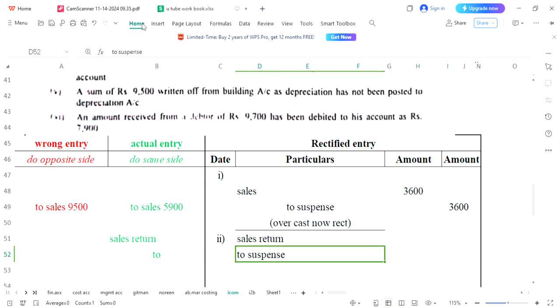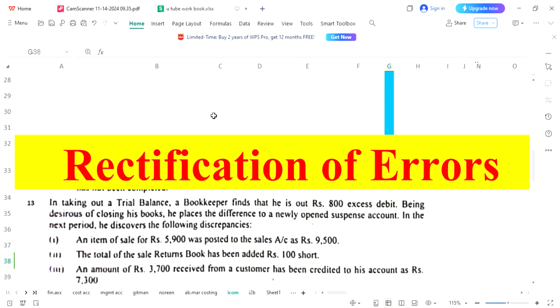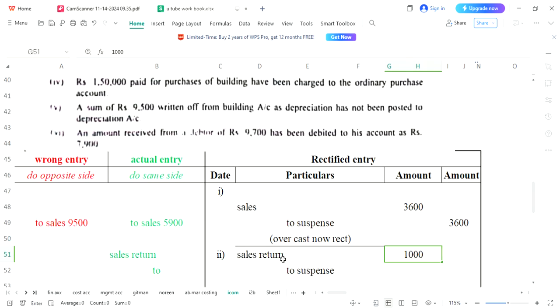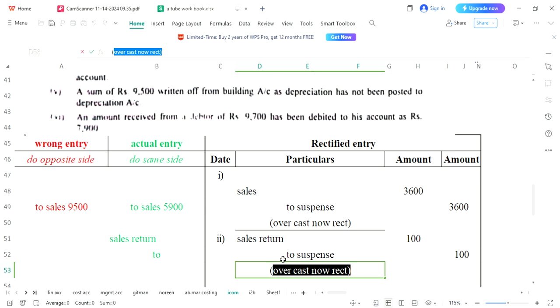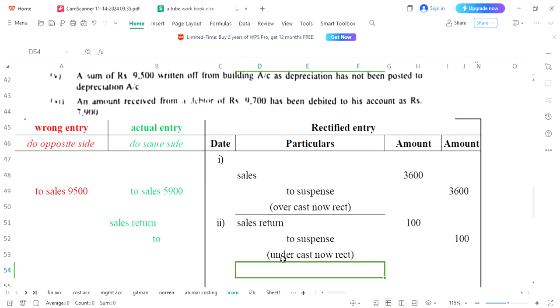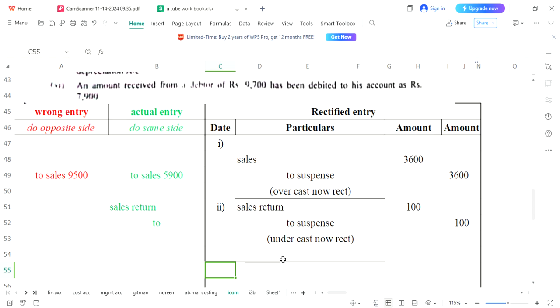So our entry now would be sales return to suspense. For the amount, 100 rupees are mentioned over here. So you will write 100 as it is on the debit side, and the same amount you will write on the credit side. And here you can write undercast. Now rectified. Two entries are completed. Now we will see our third entry.